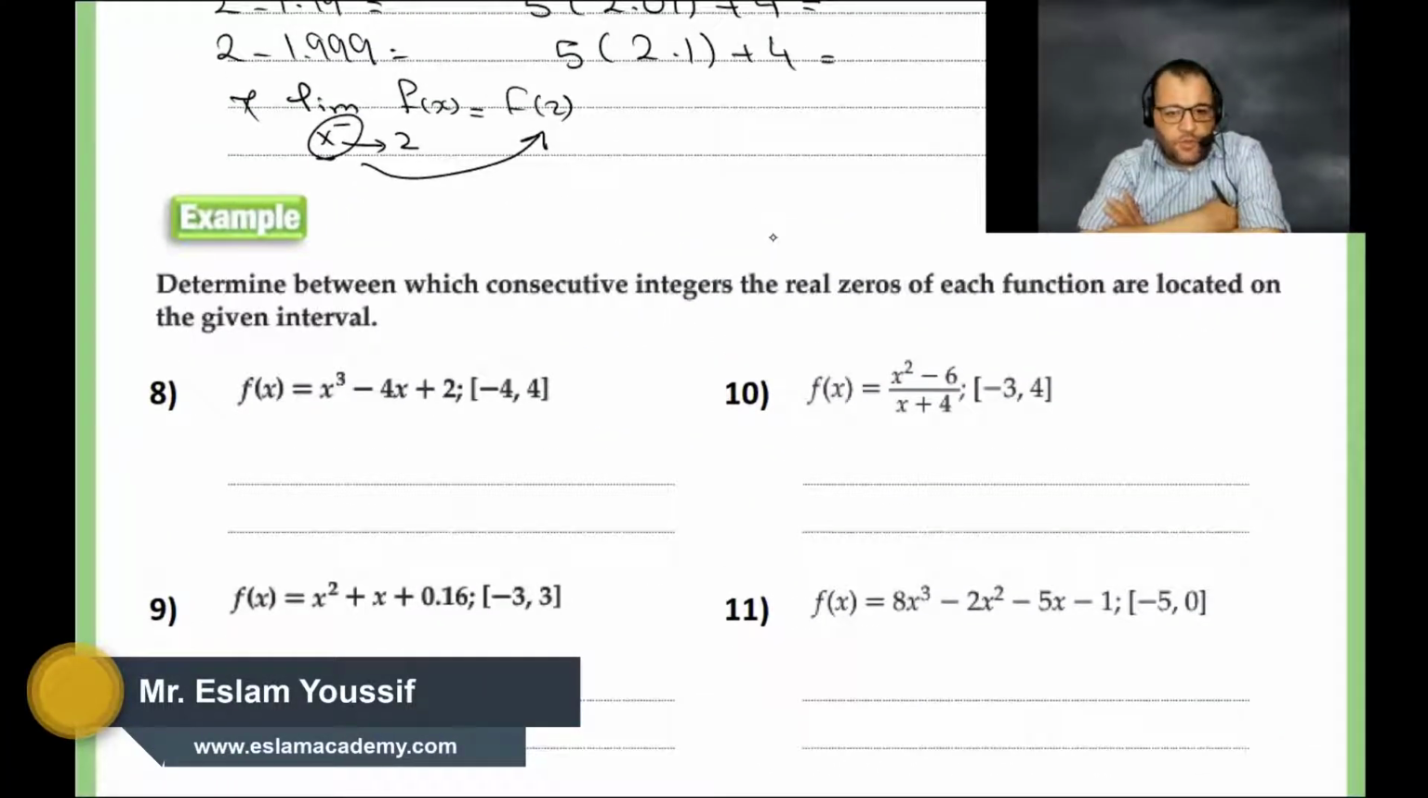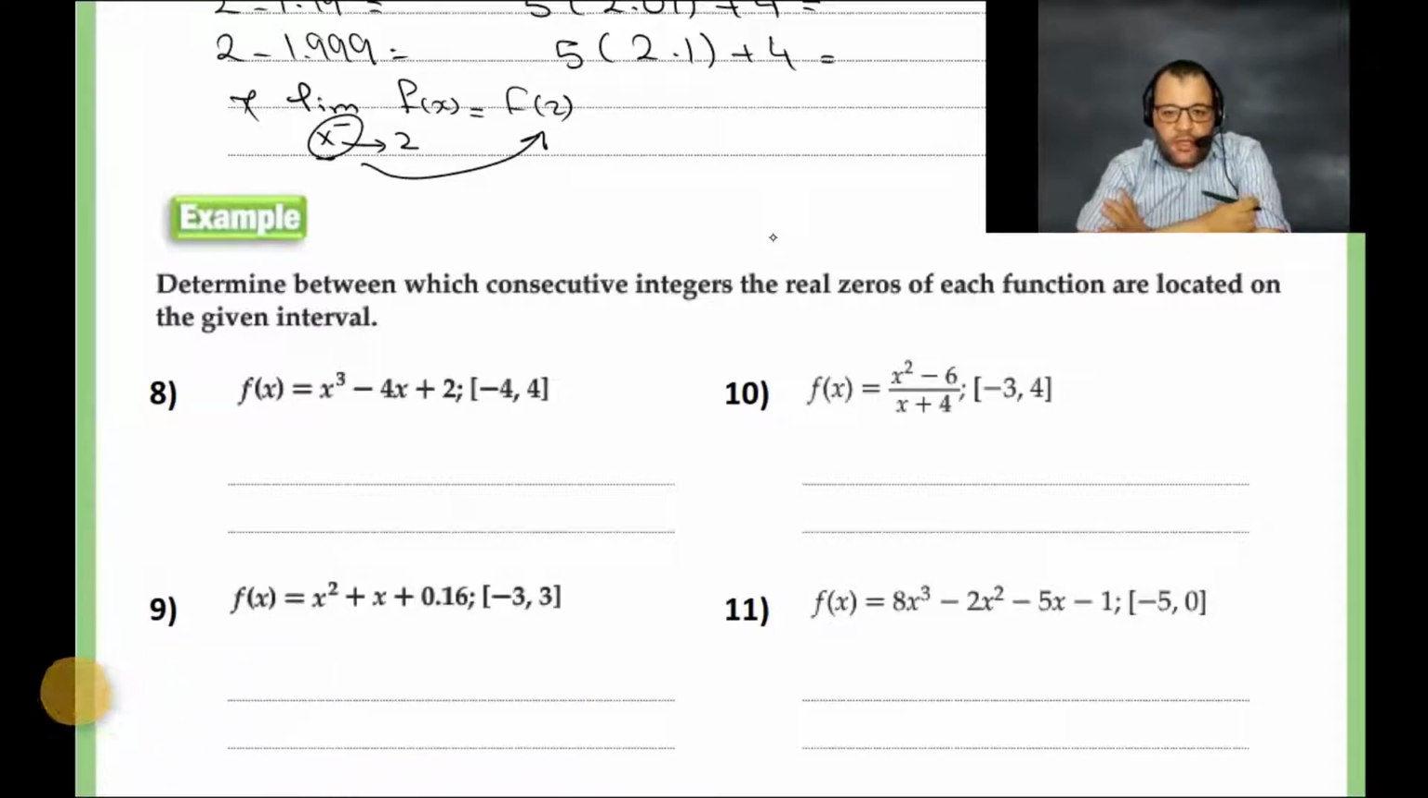Assalamu alaikum warahmatullahi wabarakatuh. Today, inshallah, we'll continue with the last part of continuity and discontinuity, the end behavior for the function. In this part, inshallah, we'll talk about the zeros of the function and the end behavior.